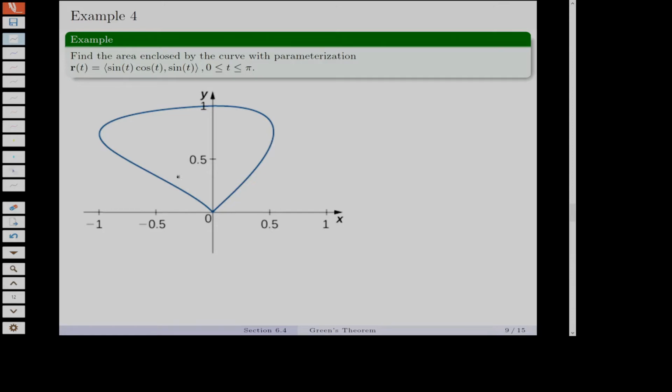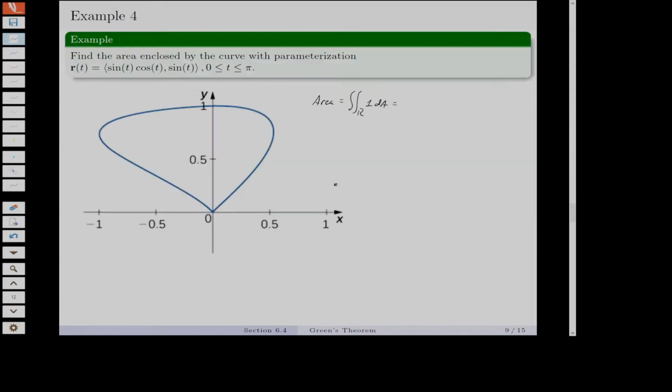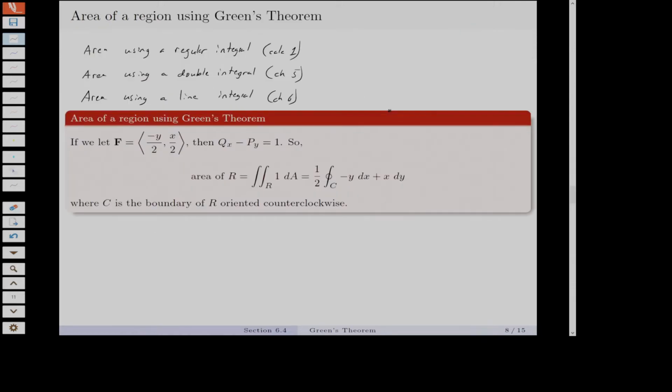So we want to find the area enclosed by this curve, and we're given a parameterization for the curve. From what we just had above, that area is going to be the double integral over R of 1 dA. Or what we just said is we can write that as 1/2 of the line integral along the boundary of negative y dx plus x dy.